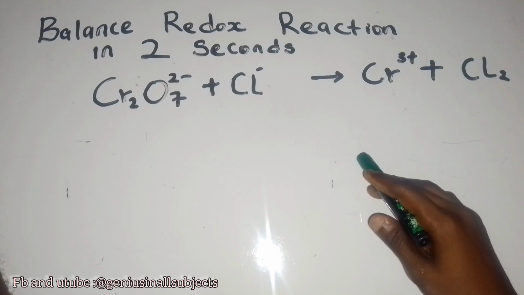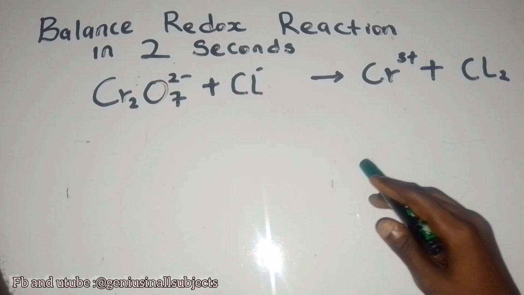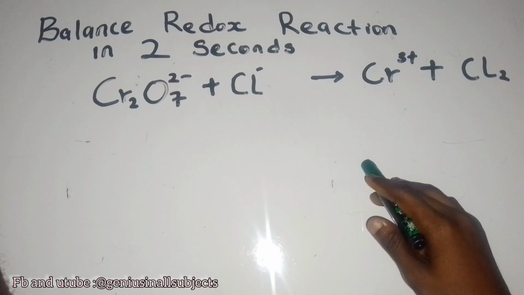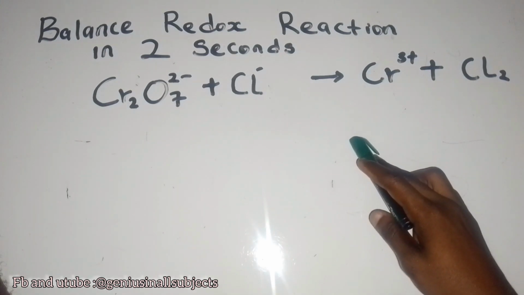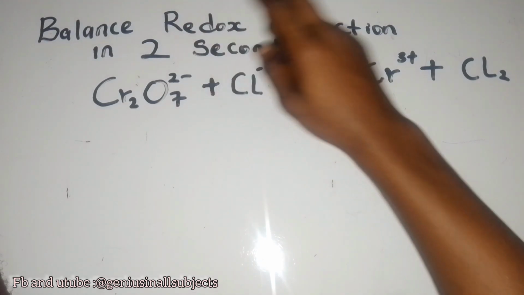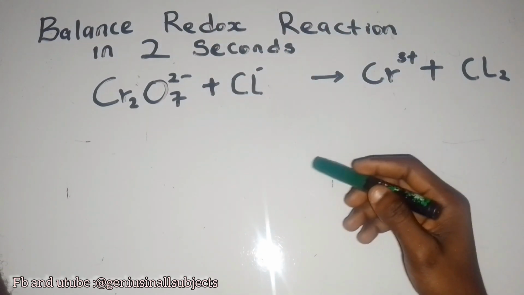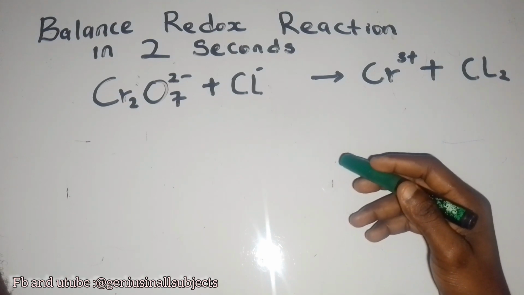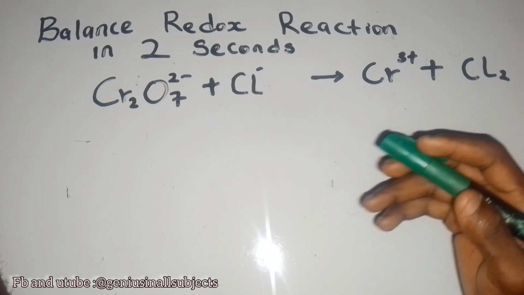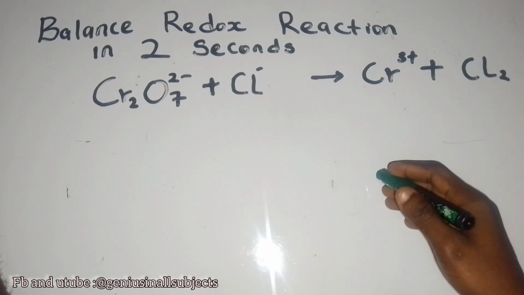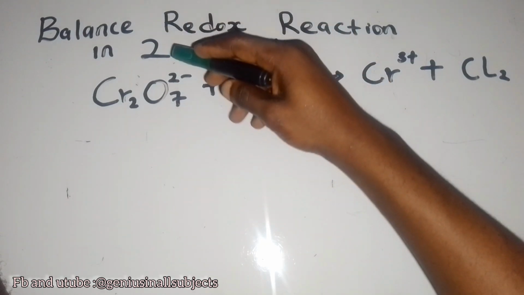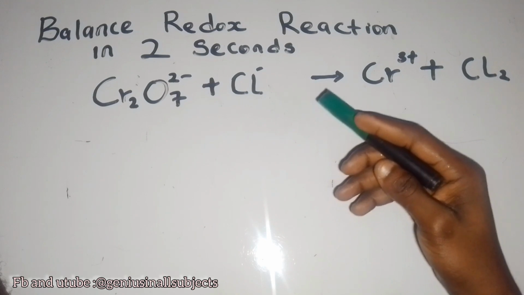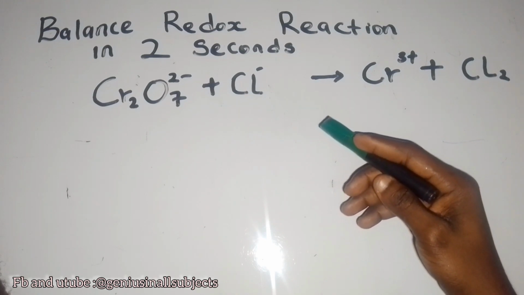Now on today's video, we are going to learn how to balance redox reactions. Before we balance the redox reaction you are seeing right here, let's understand the term. What is a redox reaction? A redox reaction is a reaction that has to do with oxidation and reduction. It is the combination of a reducing agent and an oxidizing agent. That's exactly the reason why it is called a redox reaction.